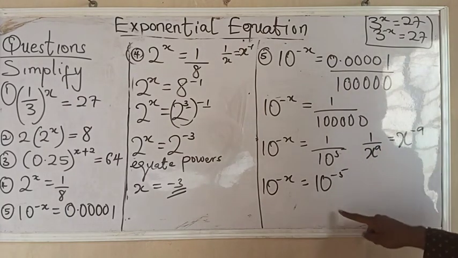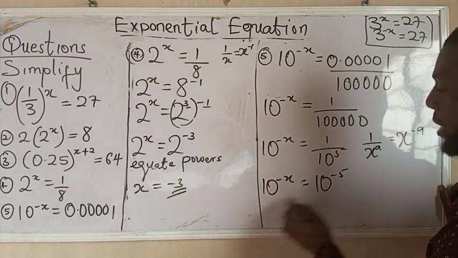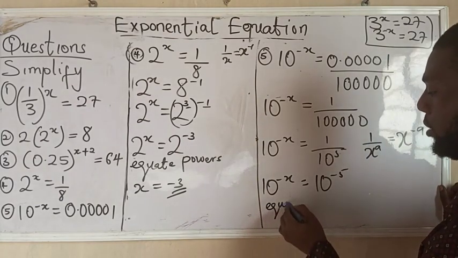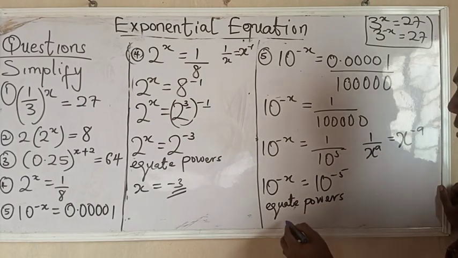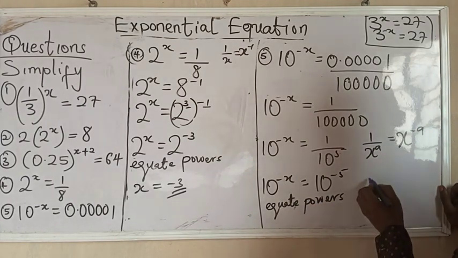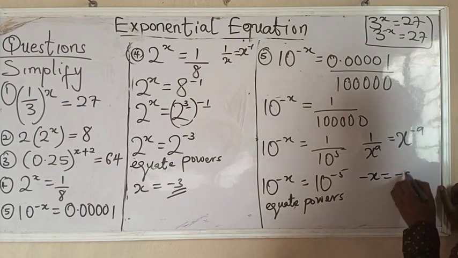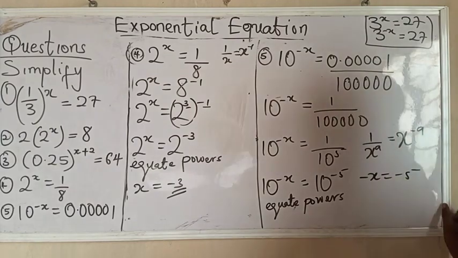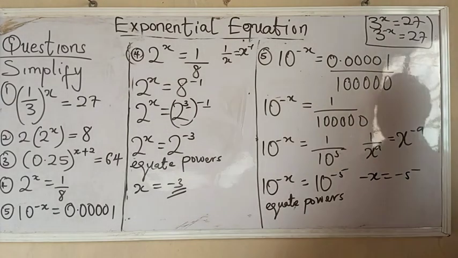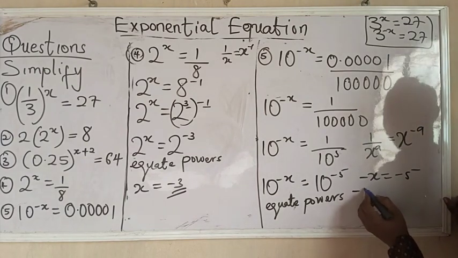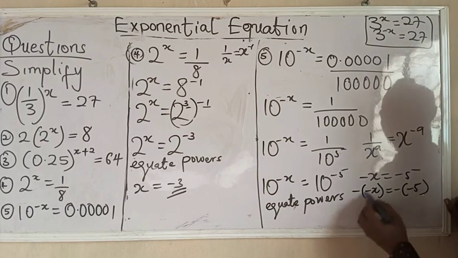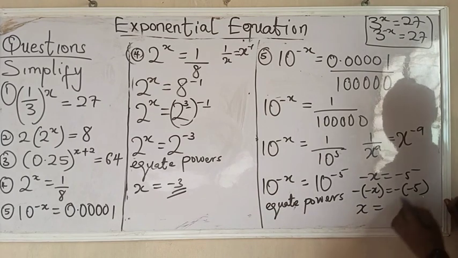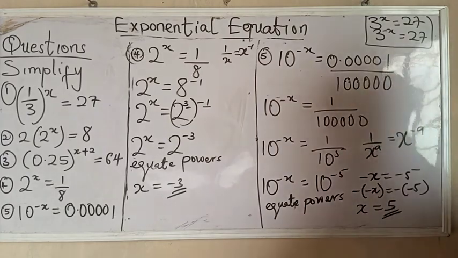Take note. So the bases are equal. I'll just equate powers. And what do I have here? I have minus x equals minus 5. Definitely the question is asking us to find x, not minus x. What do we do? We multiply both sides by minus. So minus times minus is plus, as x equals minus times minus is plus. So x equals 5 is our answer.